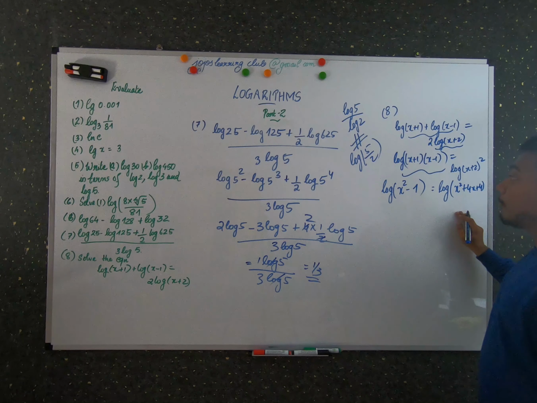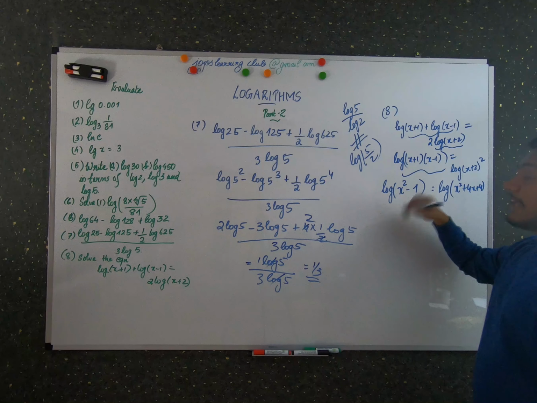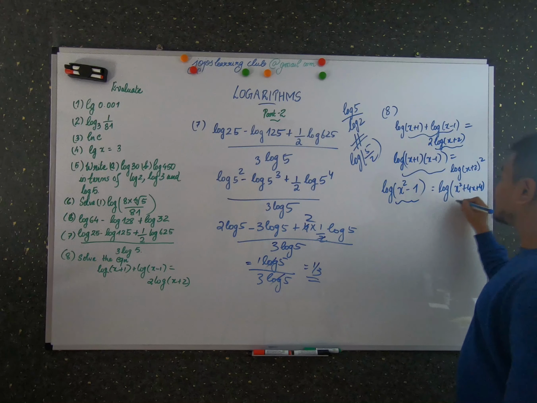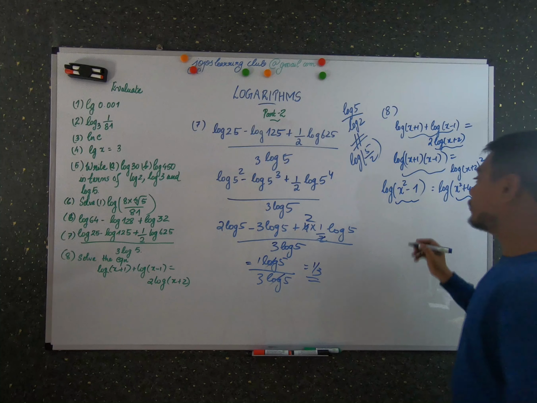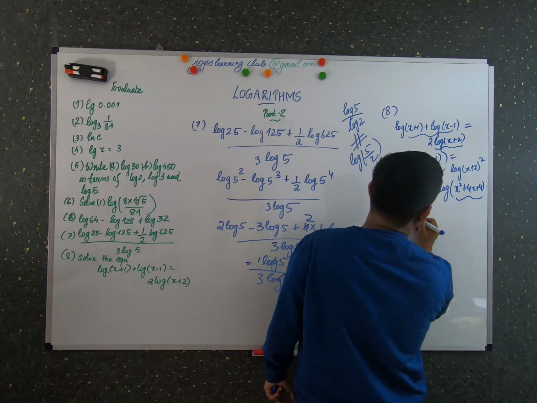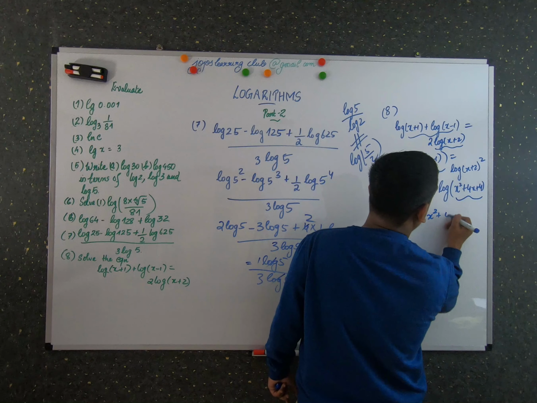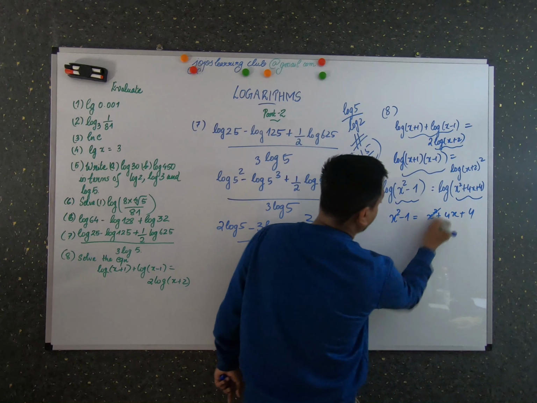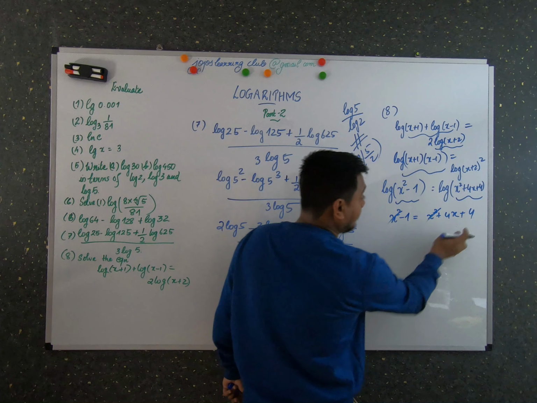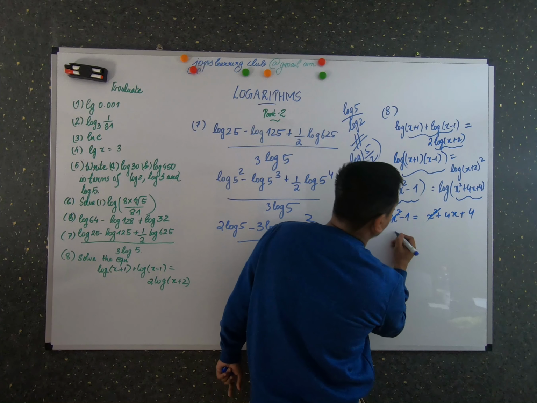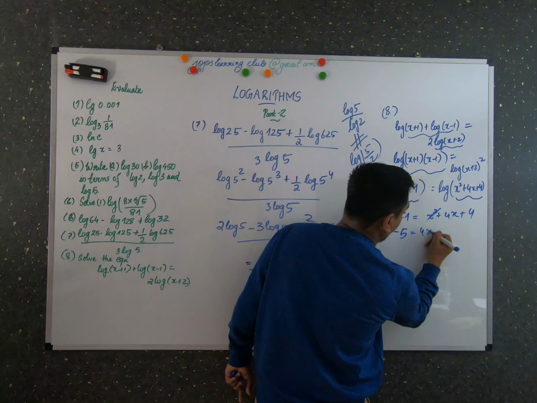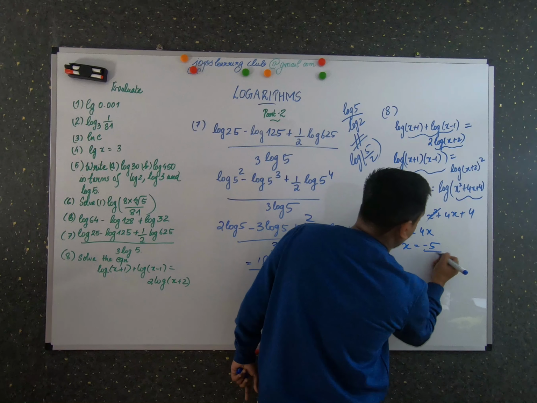When you have log on both sides, you can just take off the logarithm terms and equate them together. So x square minus 1 is the same as x square plus 4x plus 4. Again, these x square terms are there on both sides. These get cancelled and this 4 comes to this side. So it becomes minus 4 is equal to 4x. So x is equal to minus 5 by 4.